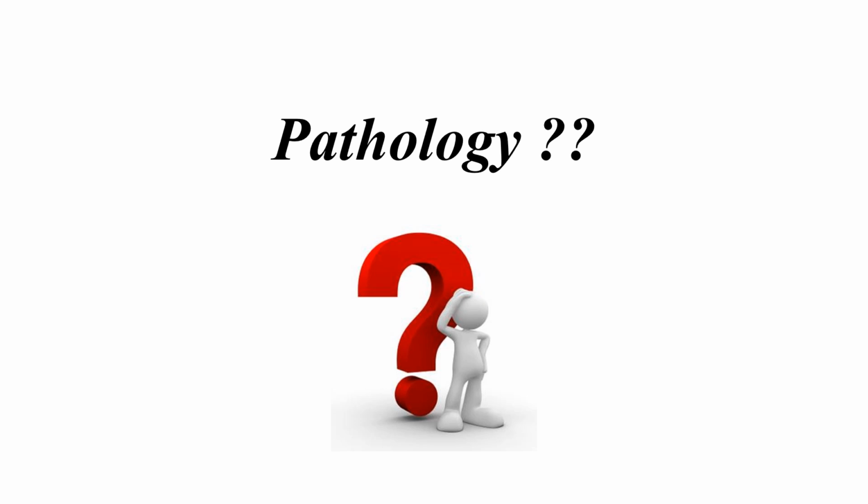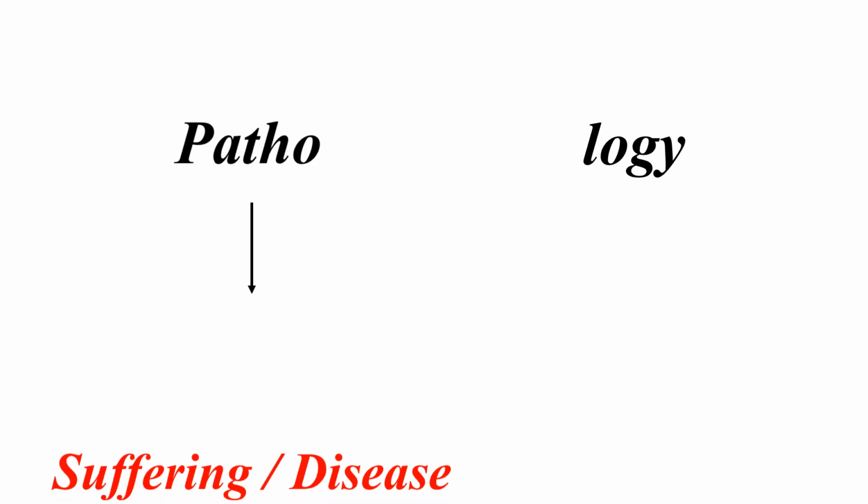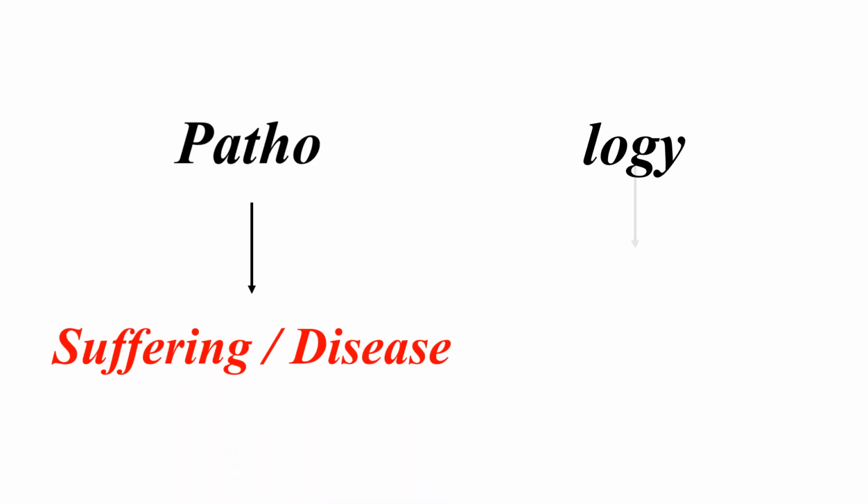Now what is pathology? If you take this term pathology, it can be split into two words, that is pathos and logy. Patho is suffering or disease, whereas logy is the study. So in simple terms, pathology is the study of suffering or disease.